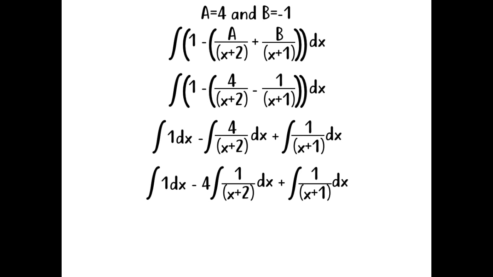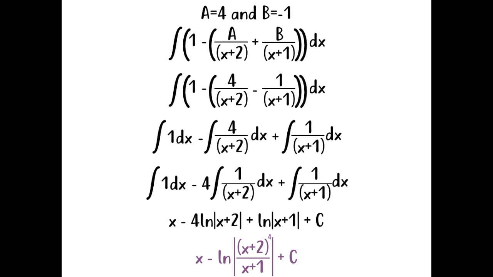And when we use our natural log rules for integration, we get x minus 4 ln of the absolute value of x plus 2 plus ln of the absolute value of x plus 1 plus our constant of integration. We can finally combine all of this into one natural log, and we're going to get x minus the natural log of the absolute value of x plus 2 to the 4th power all over x plus 1 plus c.